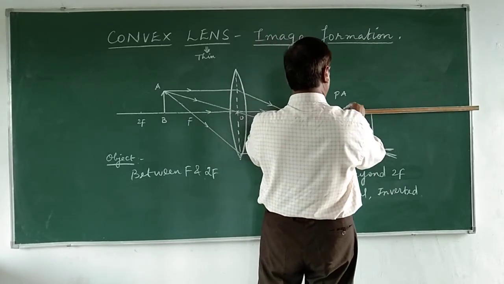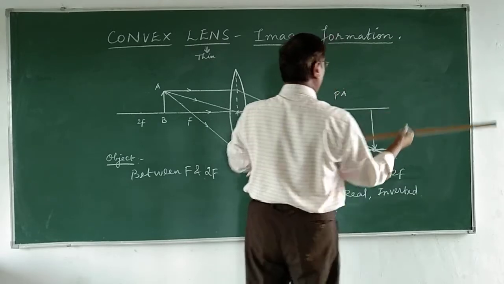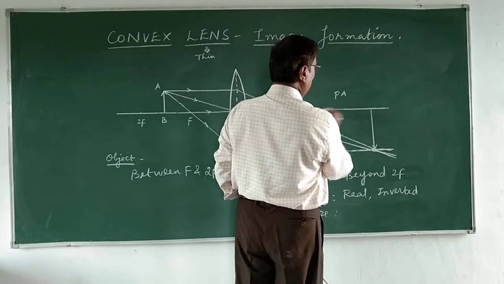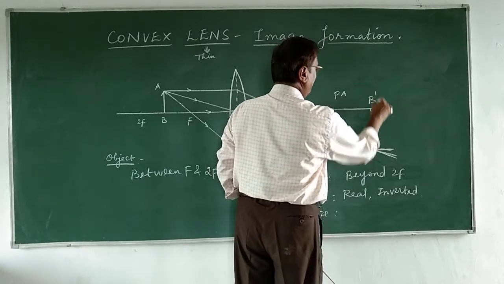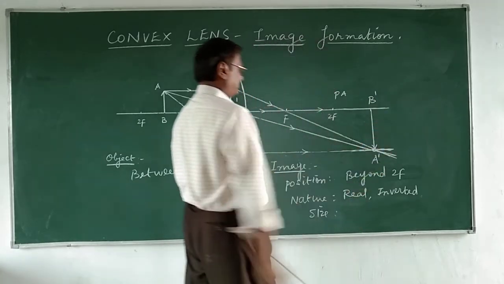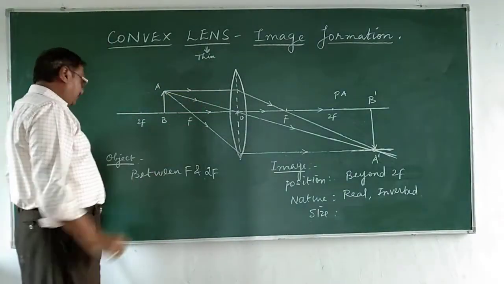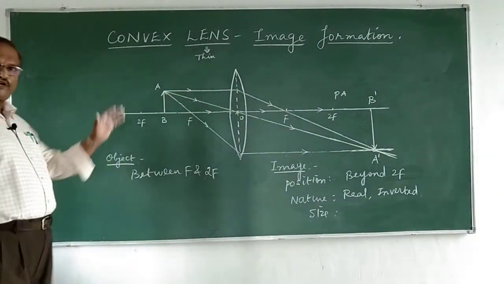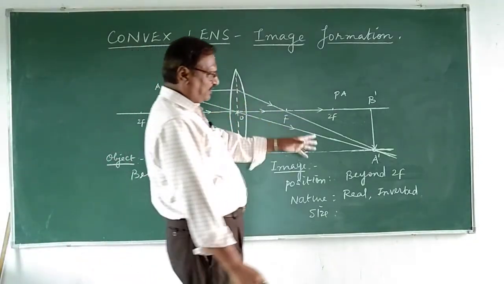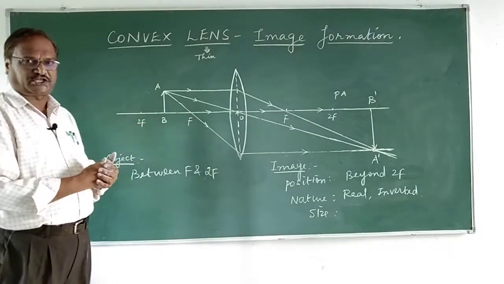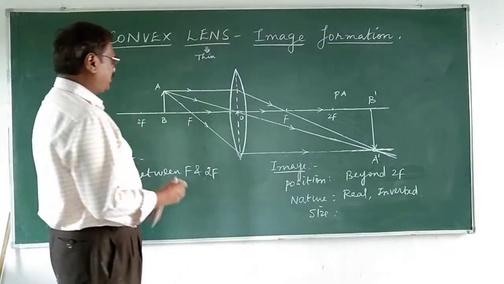Again, I said to you, use pencil. That is most important. Okay? This is the principal axis. The ray is going, and this is B dash and A dash. Check carefully. You can use only two rays. Two rays are enough to form the image. But the third ray is only to cross check.